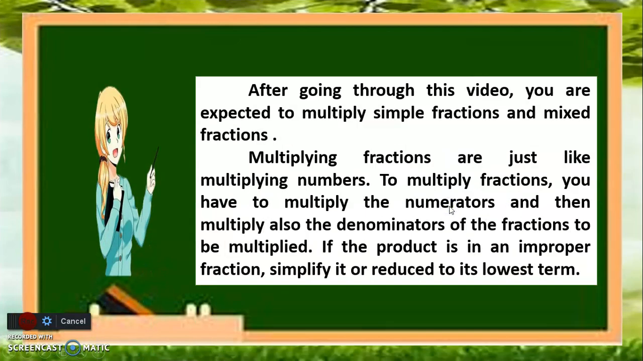After going through this video, you are expected to multiply simple fractions and mixed fractions. Multiplying fractions is just like multiplying numbers. To multiply fractions, you have to multiply the numerators and then multiply also the denominators of the fractions to be multiplied. If the product is a proper fraction, simplify it or reduce it to its lowest term.